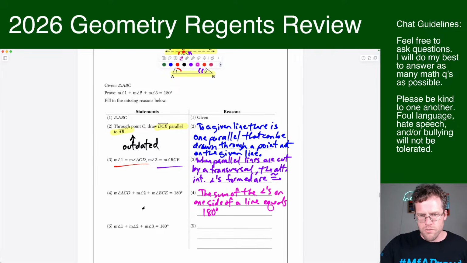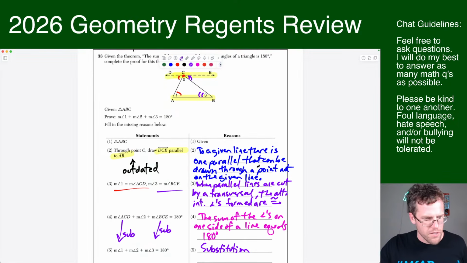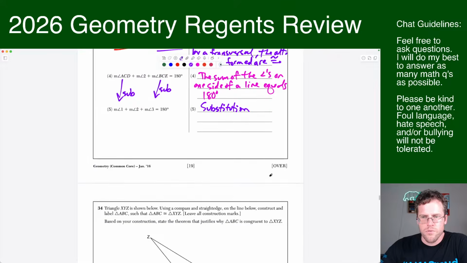But now notice what they're doing. They're substituting. See here, they subbed. Angle ACD equals angle 1 and angle BCE equals angle 3. They made a substitution. And it's cool, this actually proves that the sum of the angles inside of a triangle makes 180. This is a little outdated, though, so don't be too scared.